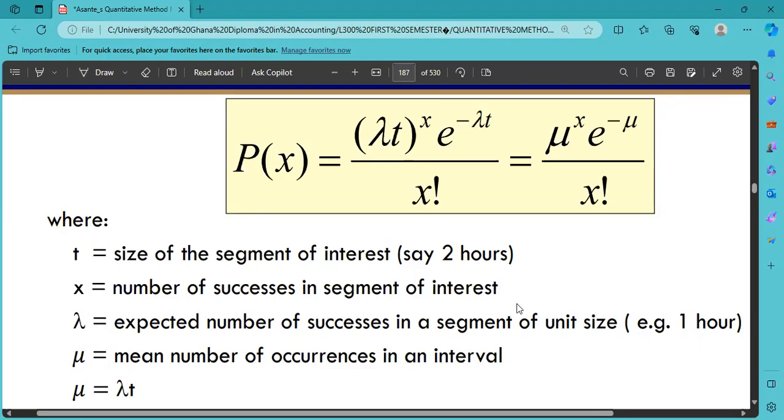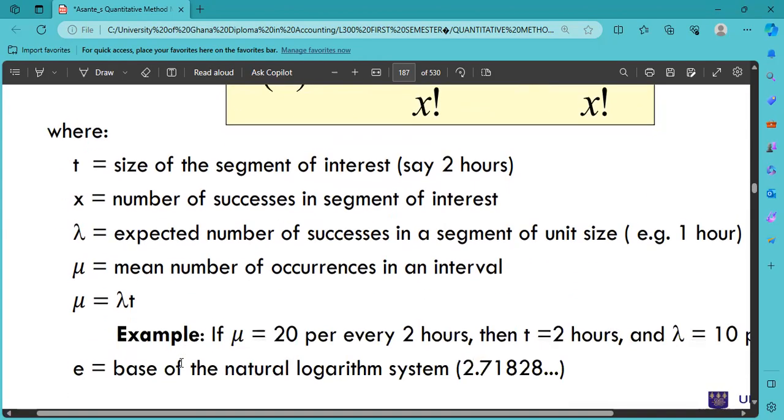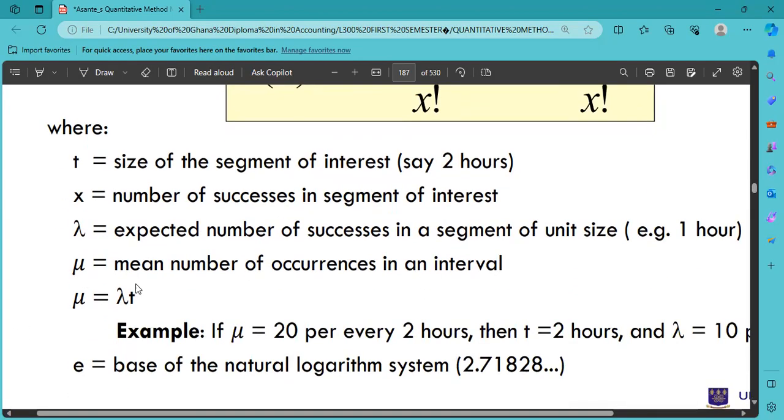For example, if a question is given with the time as 2 hours and we want to find the answer in 1 hour, for example. The mean is also the mu here. The mu is the mean of the number of occurrences, which is lambda times t. So they've even indicated it here: the mean is equal to lambda times t.